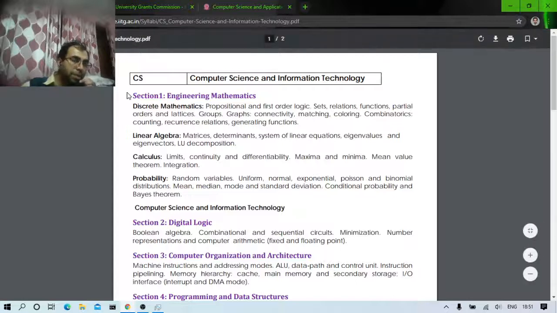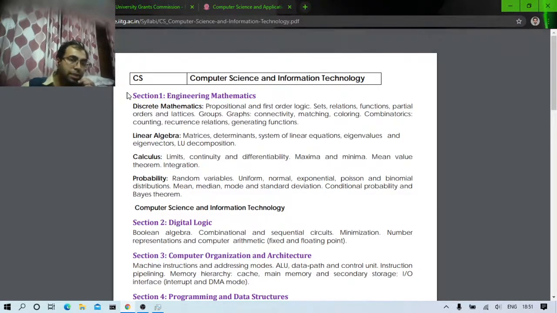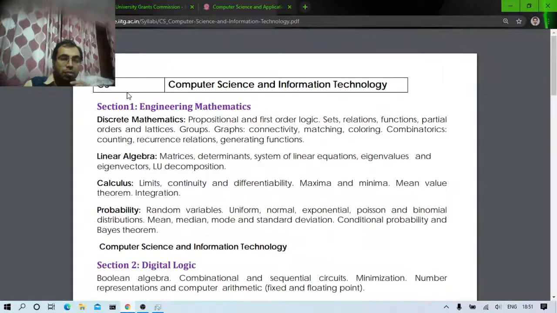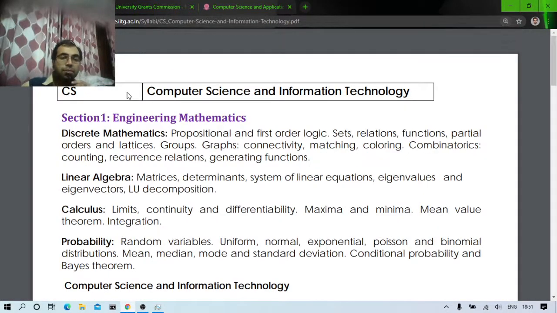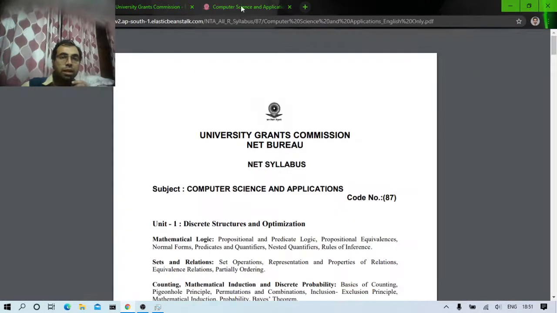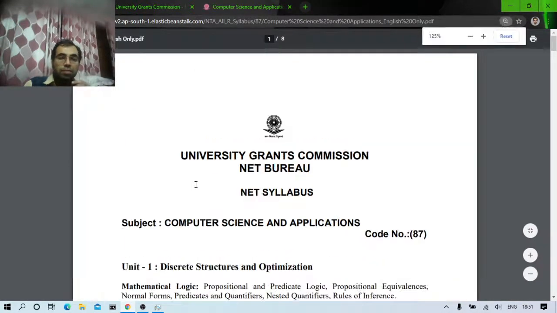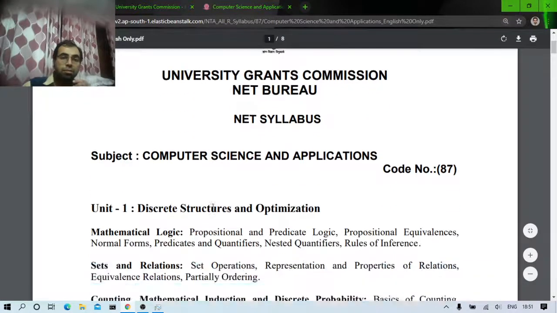A video on how to prepare for GATE and UGC NET examinations. As you can see, this is the syllabus of GATE Computer Science and Information Technology. I will zoom in. The first thing is engineering mathematics. This will come for 15% marks in the GATE exam, but on the other hand, maths will be less than 5 to 10% marks in the UGC NET exam.